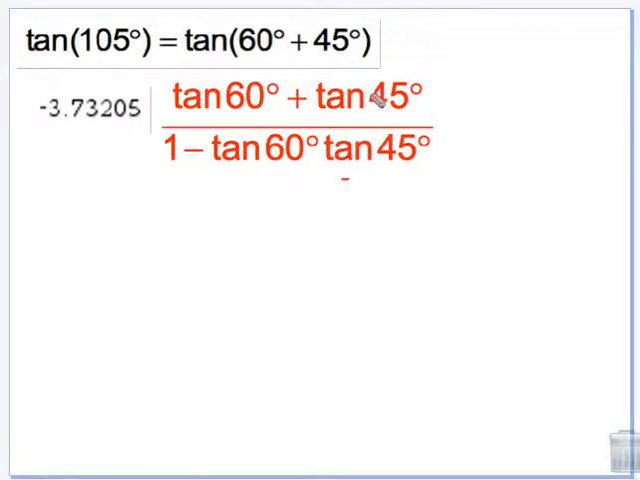And again, we can look at our trig table. I don't want you using your calculators at this point. Let's use our trig table. So tangent of 60 degrees is going to be the square root of 3. Tangent of 45 degrees is 1. And then in the denominator, you have tangent of 60 is square root of 3 times 1, which, when you multiply it all out, you just get the square root of 3.